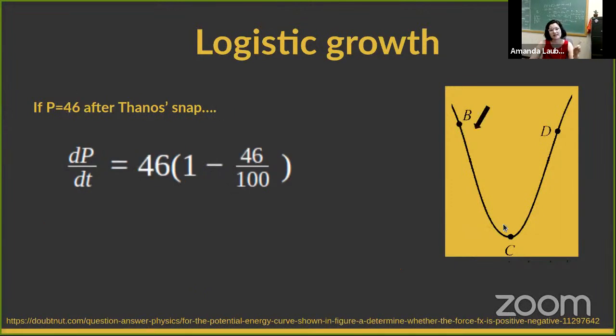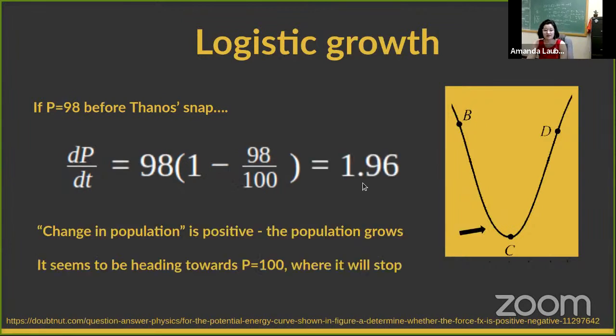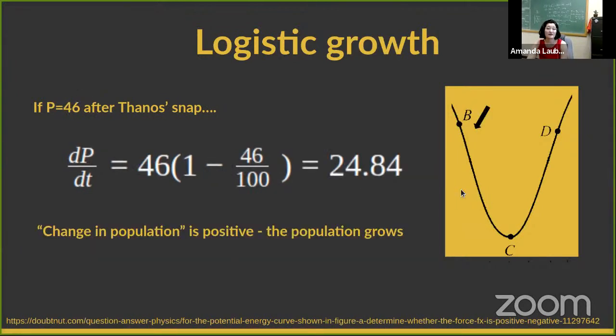But then Thanos snaps them, and it moves them to being 46 people instead of 98. The growth rate then would be 24.84, so about 25. Compared to our growth rate of 2, 25 is a really big growth rate. So they're still growing, but now imagine them being higher up on this hill. It's a really steep decline for them. They're heading down very quickly. But they do still have the outcome that they would go down this hill, travel down to the bottom, and get stuck at 100.